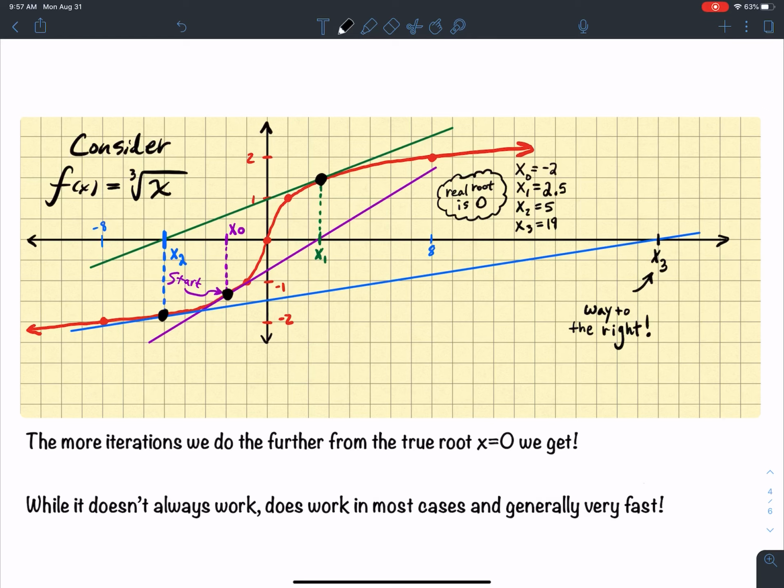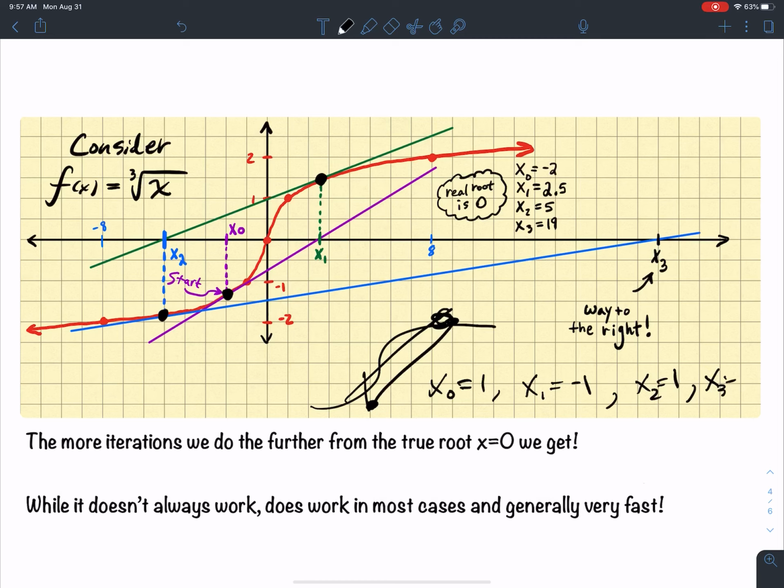While it doesn't always work, it does work in most cases and generally pretty quickly. Sometimes you get in this scenario where it just oscillates and it will never converge, okay? And then sometimes you get into this box scenario where it shoots you to one value and then that derivative shoots you right back. So you'll start at 1, then you'll get x1 equal to -1, then you'll get x2 equal to 1, and x3 equal to -1, and it just never converges on any value, right? Sometimes it just gets stuck on 2 values and oscillates.